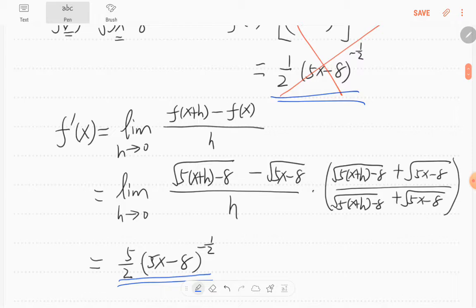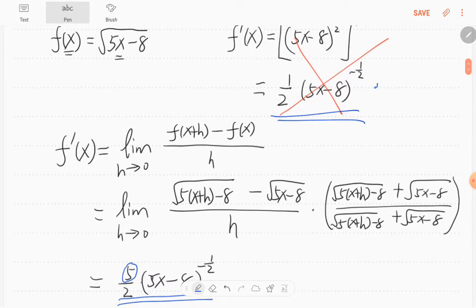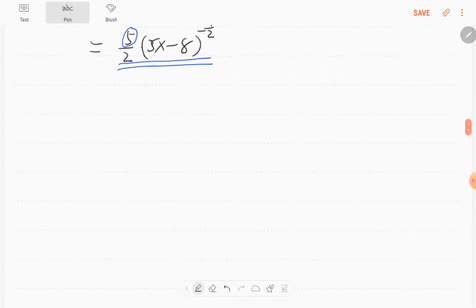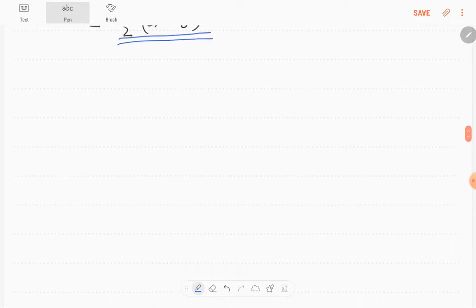So compare this result and the previous one. There is an extra number 5, and in the previous result, this 5 disappears. That means for this kind of function, the power rule is not enough. We should have another rule to deal with this kind of function, which is called the chain rule.